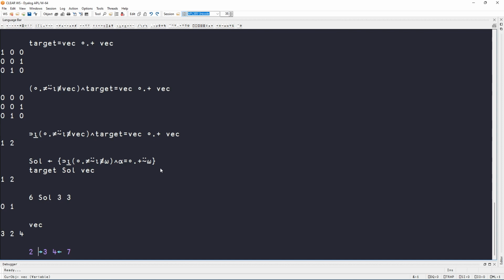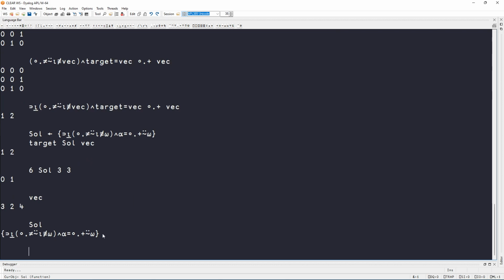I'll try to do this n log n solution in a separate video. So for this video, the solution we have is n squared and just uses an outer product, or rather two outer products.